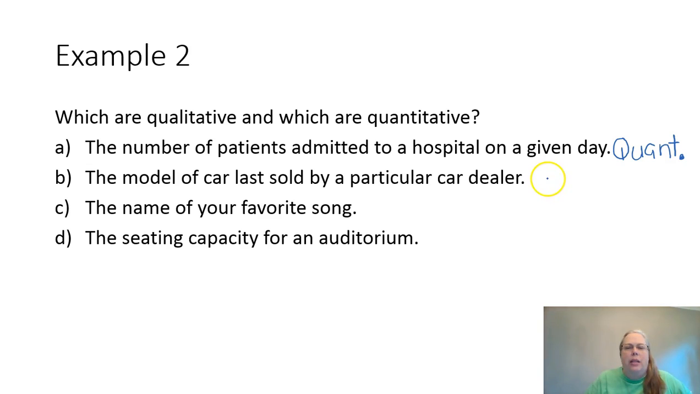Since this one is not looking for a specific number or quantity, this data is considered to be qualitative. C, the name of your favorite song. Again, this is not looking for a particular number or amount, so this is considered to be qualitative data.